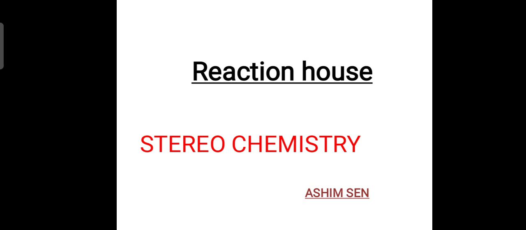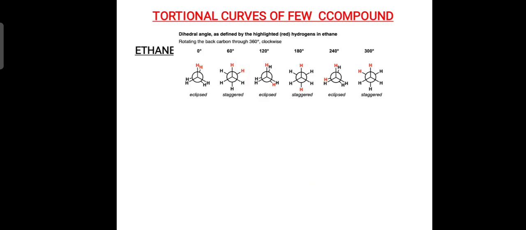Today we discuss different conformational analysis of acyclic systems, and start this topic by taking some examples. So the first one is ethane. You know, the ethane molecule contains only one carbon-carbon single bond, about which free rotation is possible.